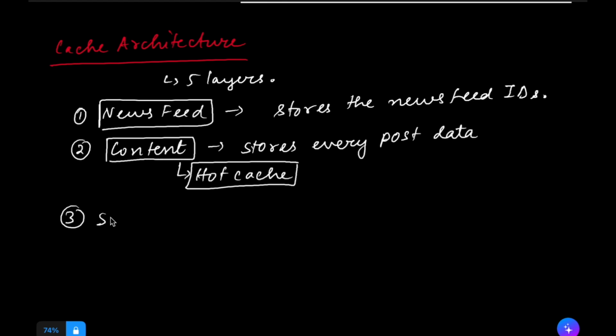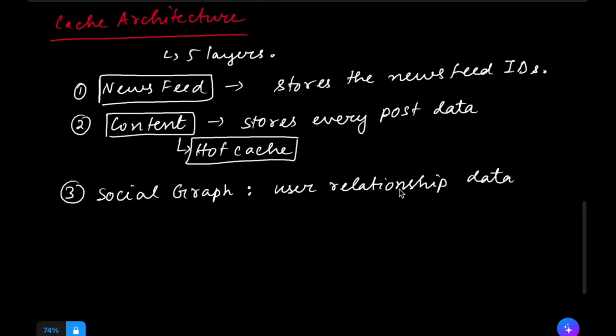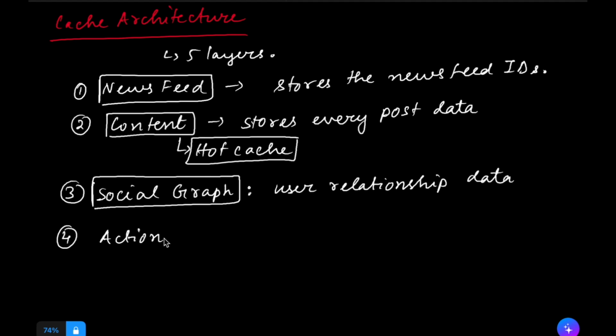Third, what we have is the social graph. As you see in a graph database, it stores the user relationship data, the relationship between two users, whether he or she is in the close friends list or has been muted, and all those details, to match recommendations and show things related to them. So this is the third layer of the cache. The social graph is basically followers and following data and the relationships between them.